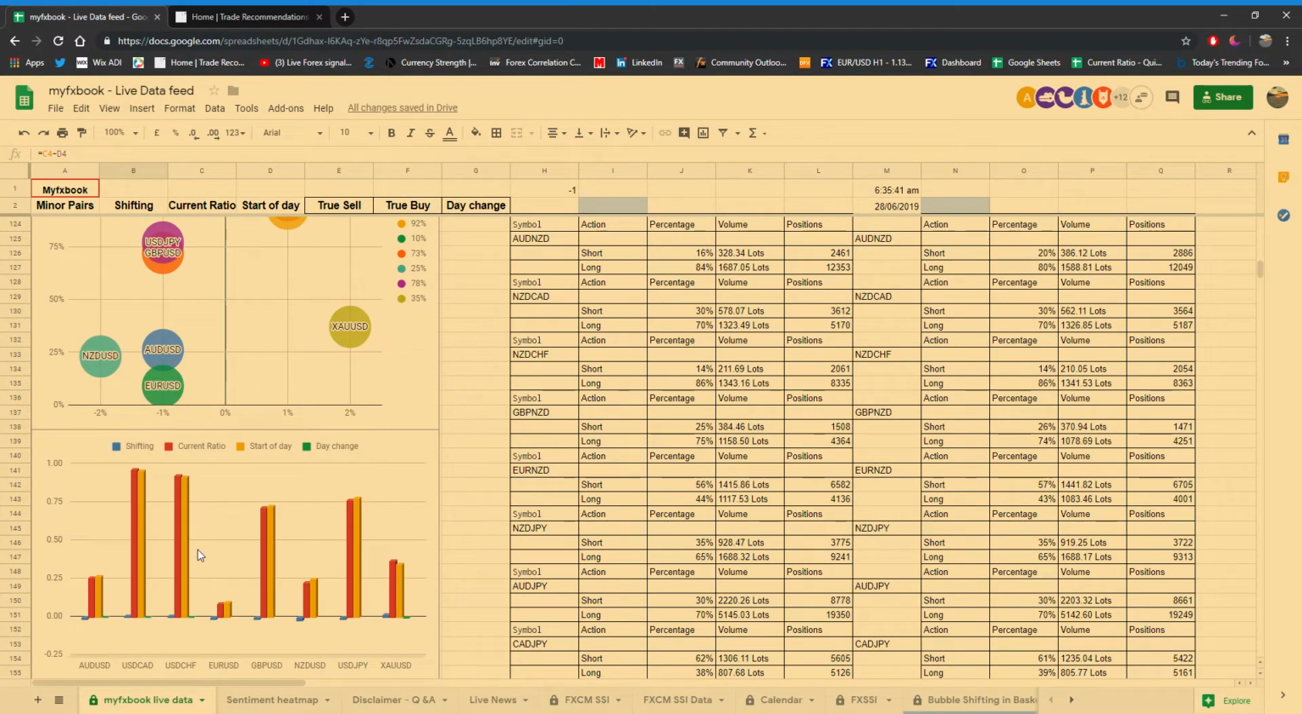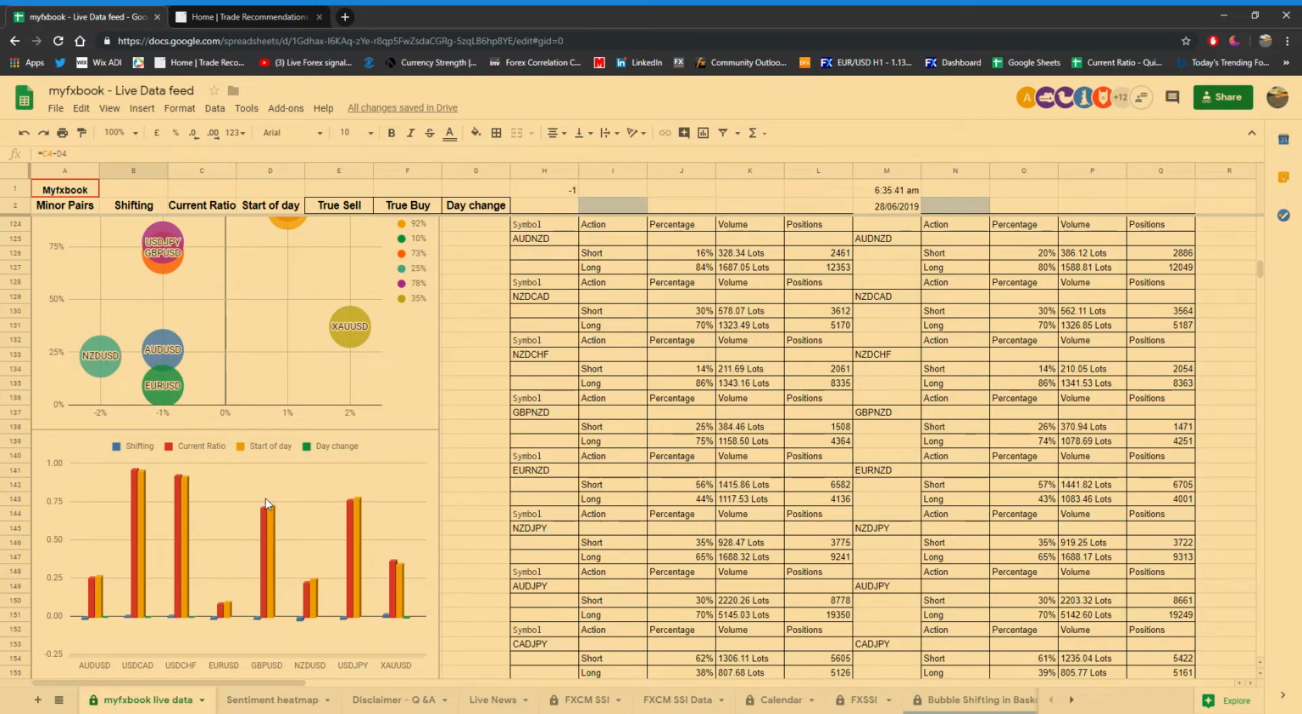This chart here, the taller the column, the more of a seller it is. The smaller the column, the more of a buyer it is, because we want to do the opposite of the retail. Retail are very short the euro, and because we want to do the opposite, we would go long the euro.